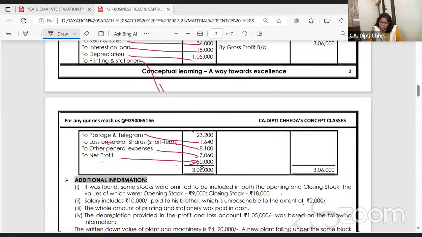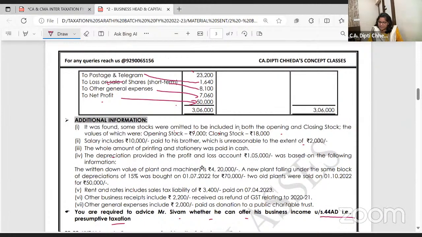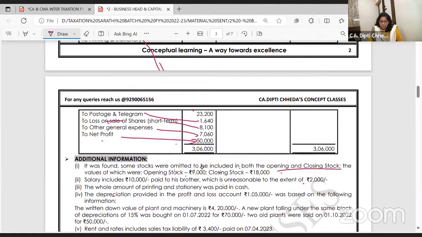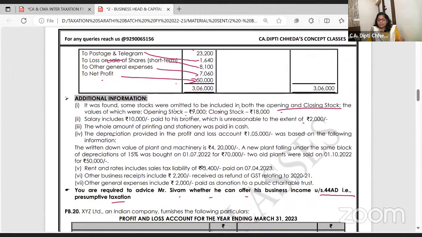Now coming to adjustment number 1, which is like I really want to read it. This kind of adjustments I just completed in the Sarathi costing batch. Integrated accounts यहाँ भी है, AS2 में भी है, तो हम इसको पढ़ते हैं. देखो क्या बोला है आपको adjustment. It is found that some stocks were omitted in both opening and closing stock, and value of which is given to you. Opening stock में 9,000 आप लेना भूल गए.